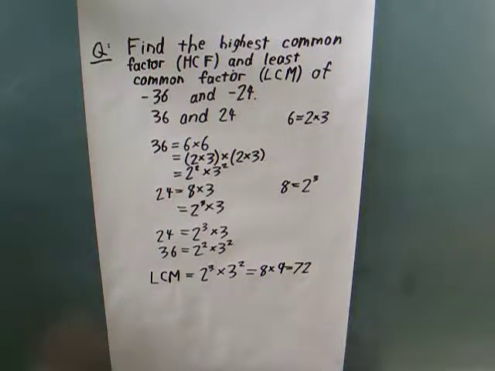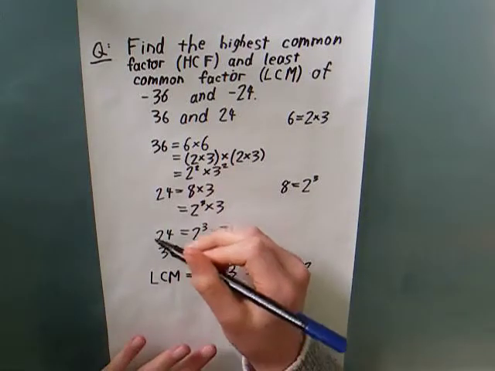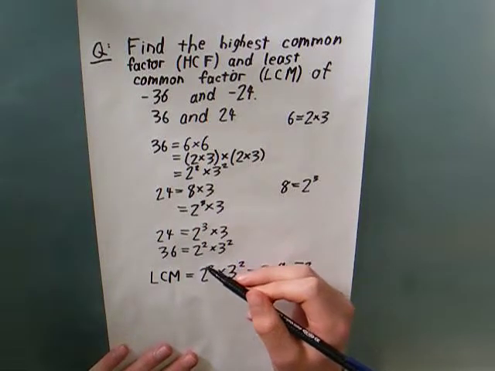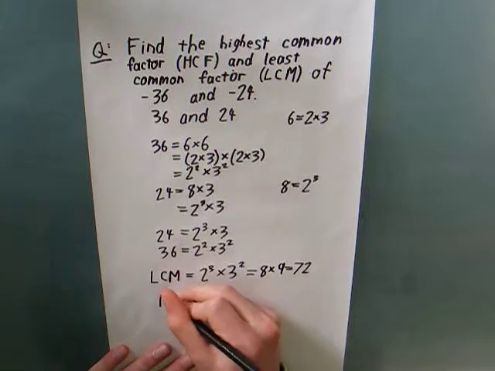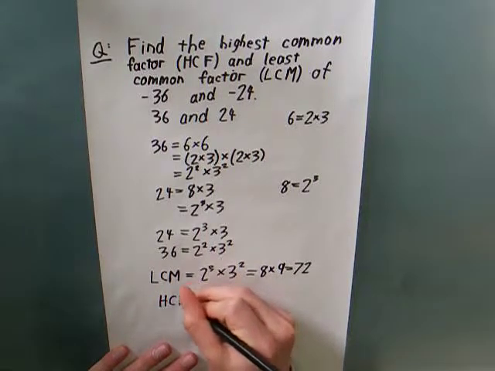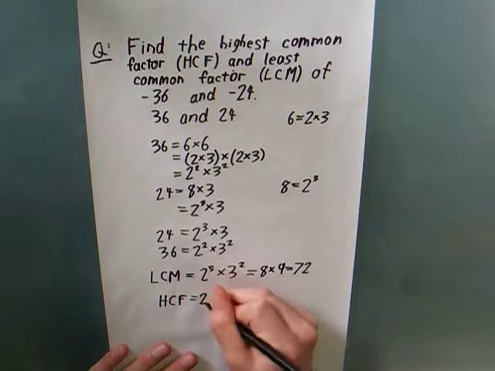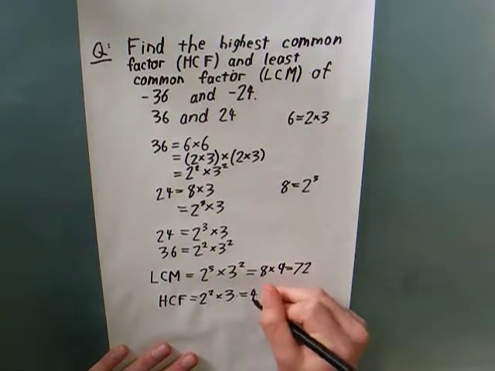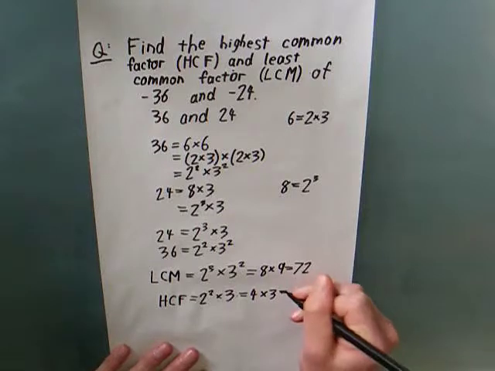Now something special happens for the highest common factor, or HCF, so let me demonstrate. For the highest common factor, you take the lowest powers of the primes and you multiply, so that would be a 3 and a 2 squared. So in this case, the highest common factor is 2 squared times 3, which is just 4 times 3, which is 12.